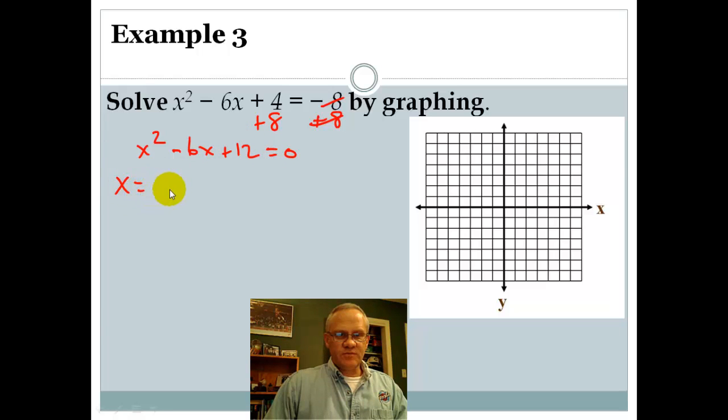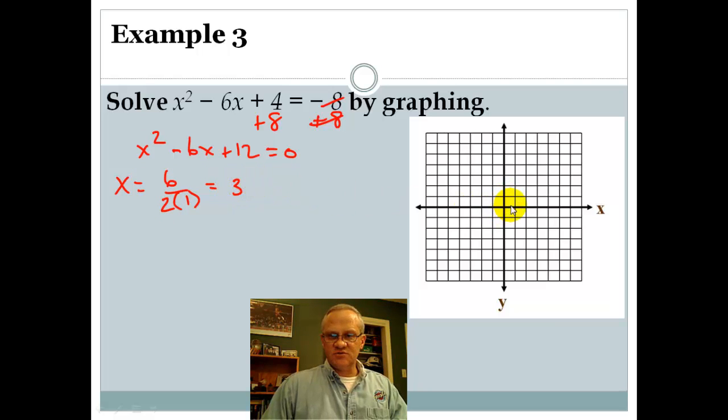So remember, x equals the opposite of b, so the opposite of negative 6 is positive 6, over 2 times a, which is 1. So in this case, 3. Our axis of symmetry is 3, so 1, 2, 3 is going to be right here. And again, I'll just draw it so we kind of have something to go on here. So our parabola should reflect around that.